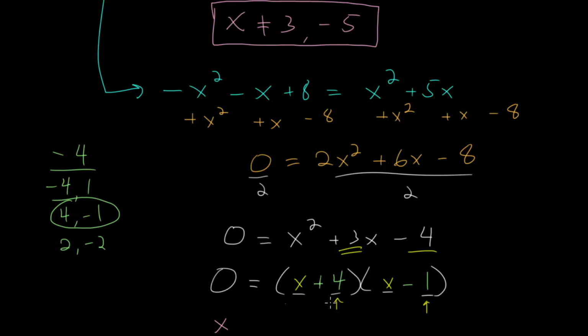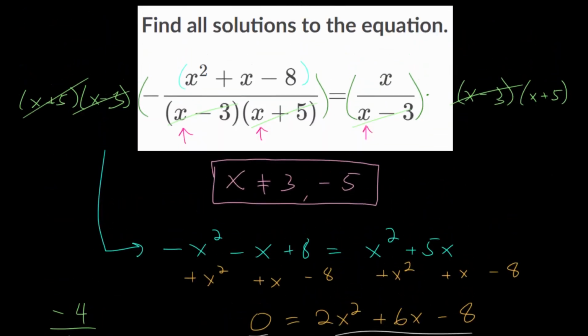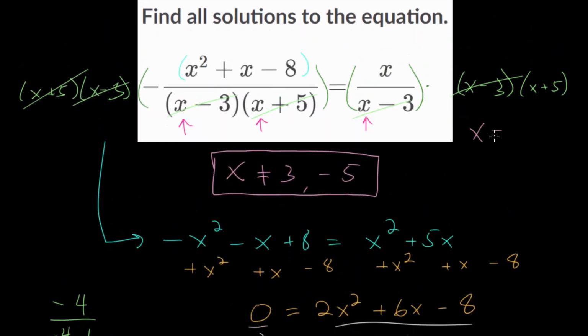And for this binomial, if we plug in -4, that would make this 0, and this would be -5, but 0 times anything is 0. And likewise, for this binomial, if we plug in +1, that would make this 0, and 0 times anything is 0. So these are our two solutions, and what we can see is that they are not in the excluded solutions. So we can go back up to the original problem. We have x is -4 and +1.